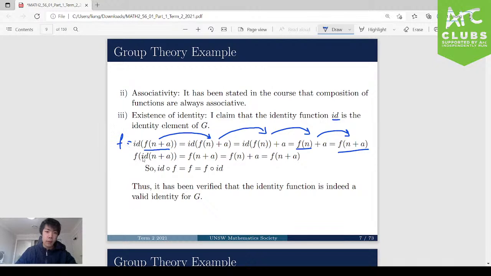And then the second part, f of id of n plus a. We just use the fact that this is the identity map to map us to n plus a.